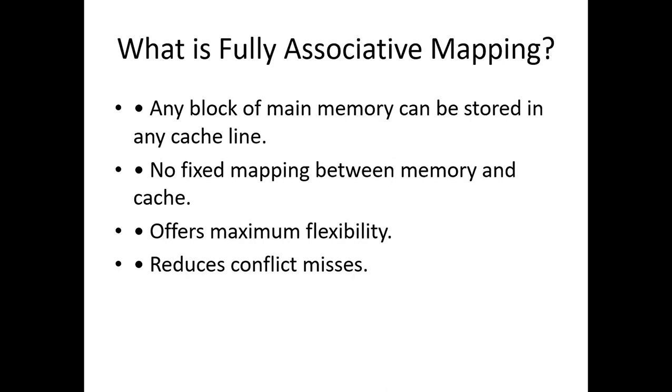So what is fully associative mapping? Fully associative mapping is a cache memory technique where any block of main memory can be stored in any cache line. Unlike direct mapping, which restricts each memory block to a specific cache location, fully associative mapping allows total flexibility. It treats the entire cache as a single pool of lines, and a block can go anywhere depending on what's available and managed by the cache controller. Because it offers maximum flexibility, it reduces the conflict misses that we talked about in cache memory.